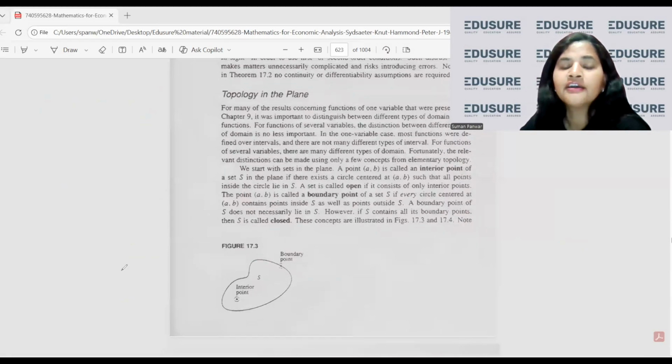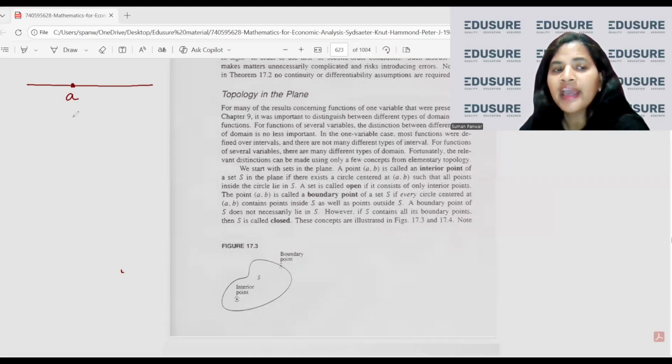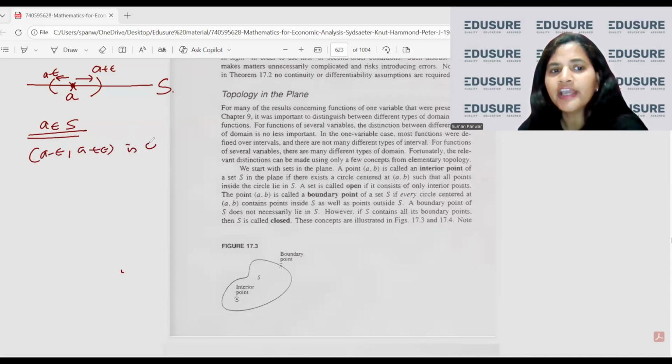Basically, in one dimension, we have a straight line. Suppose A is an element in this particular set. For example, this is my set S. So I know that A belongs to S. Then take any open interval. What will the open interval look like? A minus epsilon, A plus epsilon. That means we generally look at equidistant intervals, where A is the midpoint. We can look otherwise also, but let's take A minus epsilon and A plus epsilon. This is called a neighborhood of A.